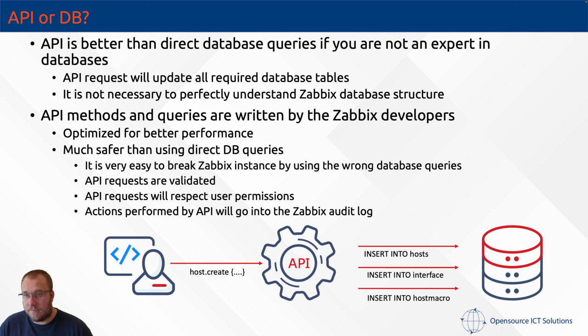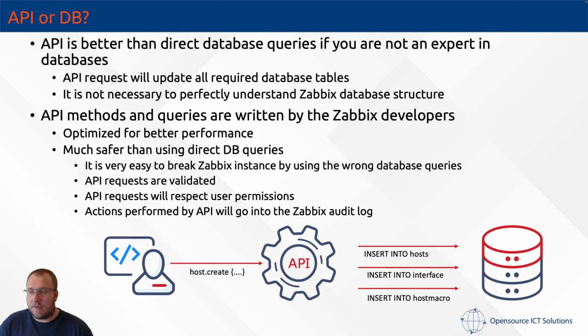Well, in the end, I prefer the API. And if you're a database expert, of course, go for it. Zabbix is not limiting you. However, an API request is a bit more safe, because, for example, when you create a host, you call the method host.create via the API, and it will update all relevant information in the database. So it will do an insert into the host table, into the interface table, host macros, etc., etc.